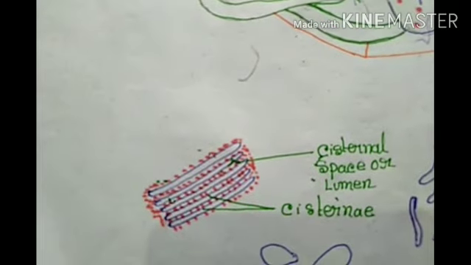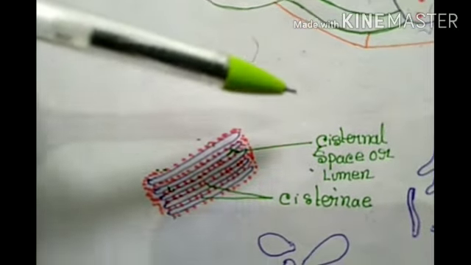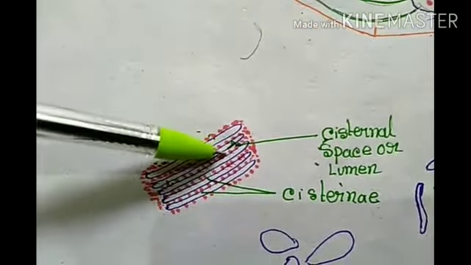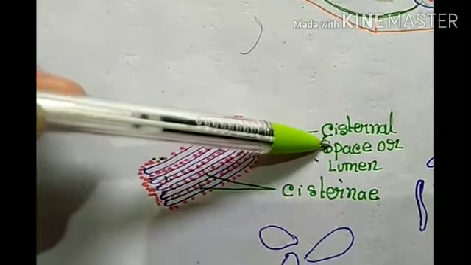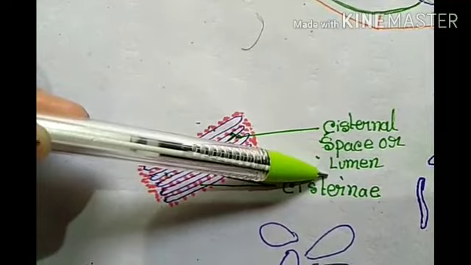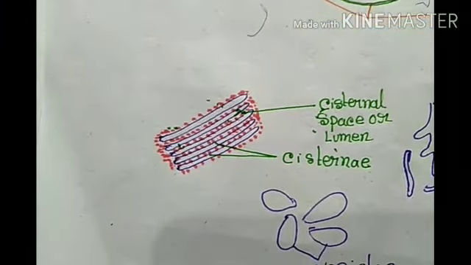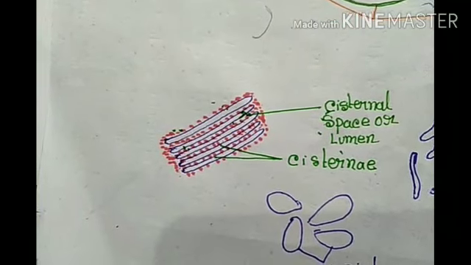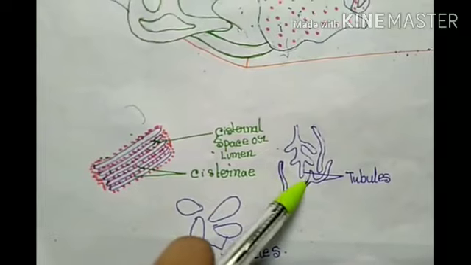The space between one cisterna and another cisterna is called the cisternal space or lumen. It contains glycoproteins named ribophorin 1 and ribophorin 2 that bind the ribosomes. The another structure is tubules.